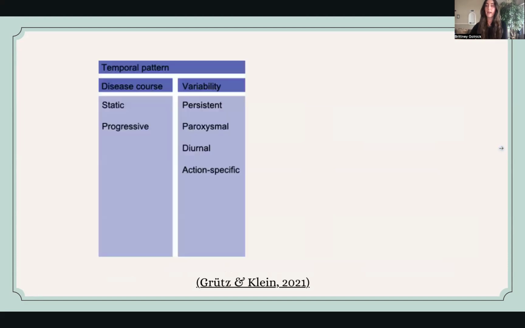And then we have the temporal pattern. This can be described in two different types. This is the disease course, whether it's static or progressive. And then you have the variability. Is it persistent? Is it diurnal, meaning, does the time of day matter? Is it action specific? Things like that.